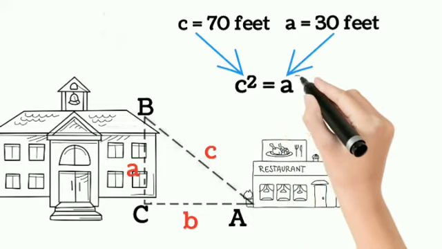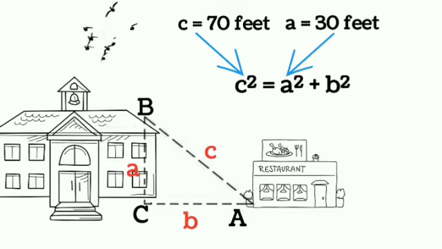To start solving the distance of the restaurant from the school building, substitute the values of hypotenuse c and the height a to the Pythagorean formula.